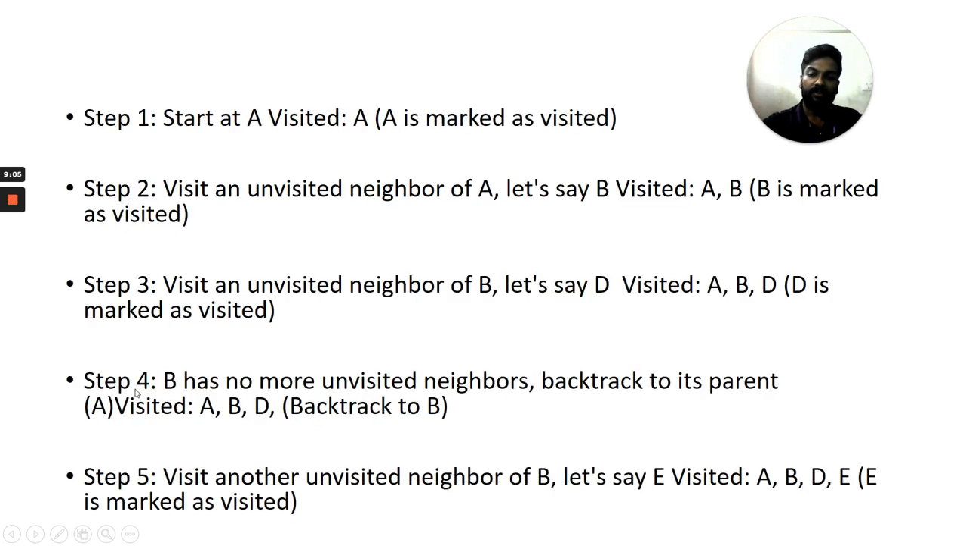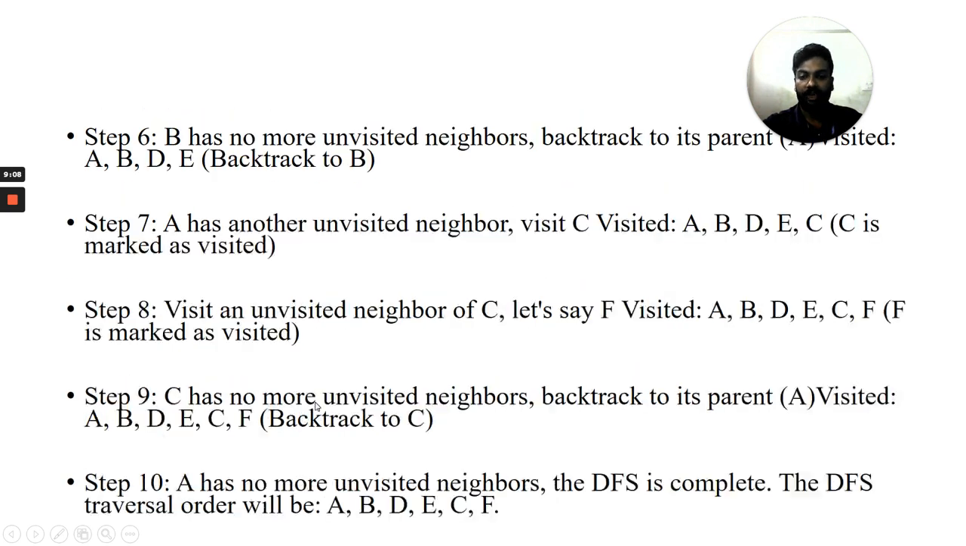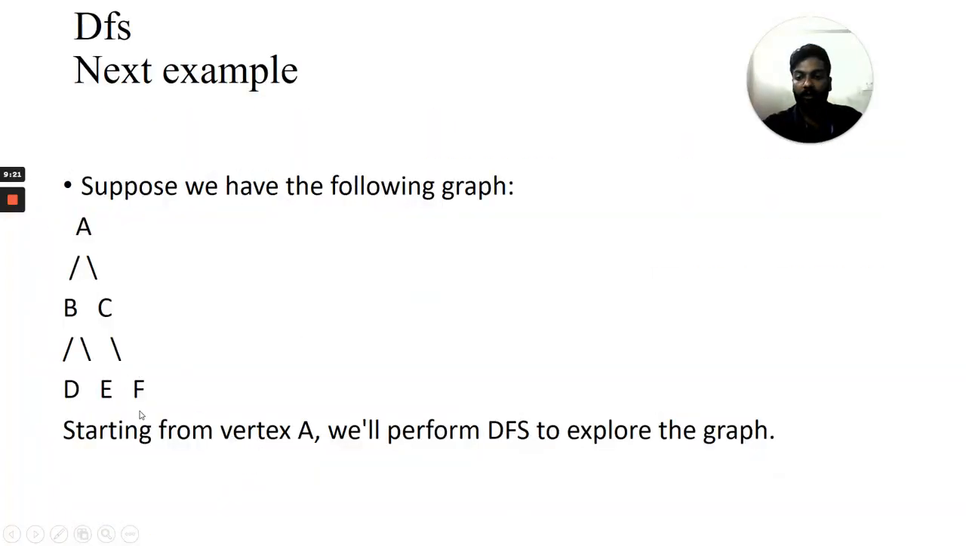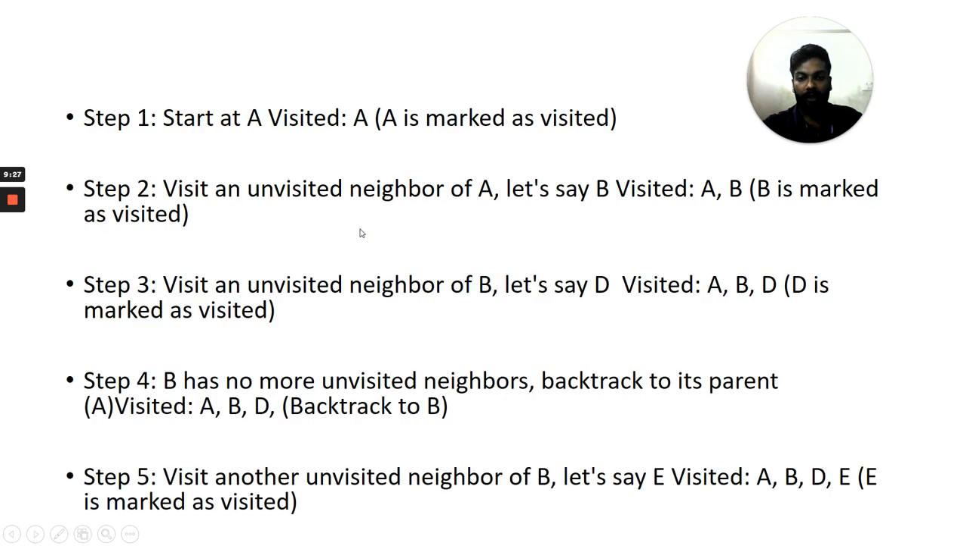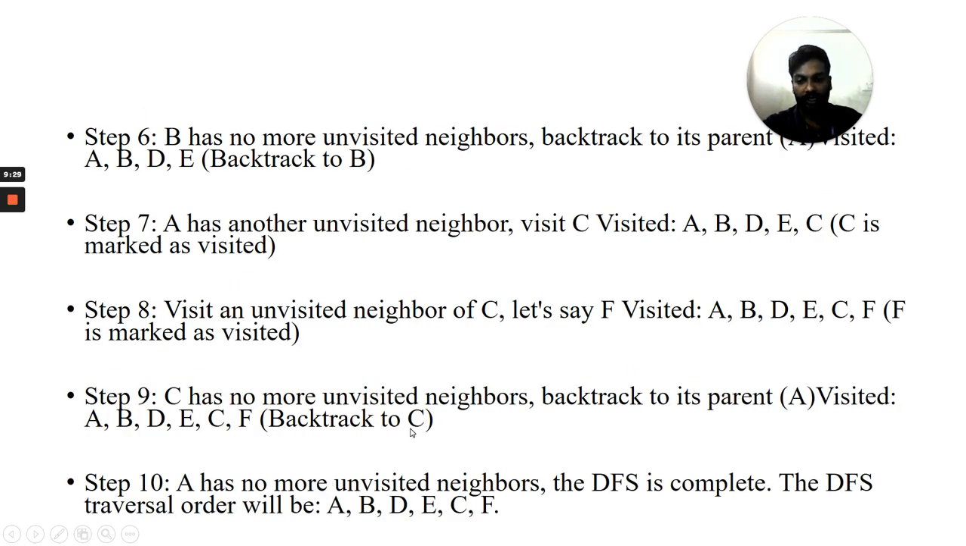Okay, then F is checked for any adjacency nodes, because C is already visited. From C, F is visited. F is checked for any unvisited node. No. F has no adjacency node, so it is empty. Then backtrack to C. Okay, A, B, D, E, C, F is the traversal of DFS for that graph. There are no more unvisited neighbors, so DFS is complete. The DFS traversal is A, B, D, E, C, F.